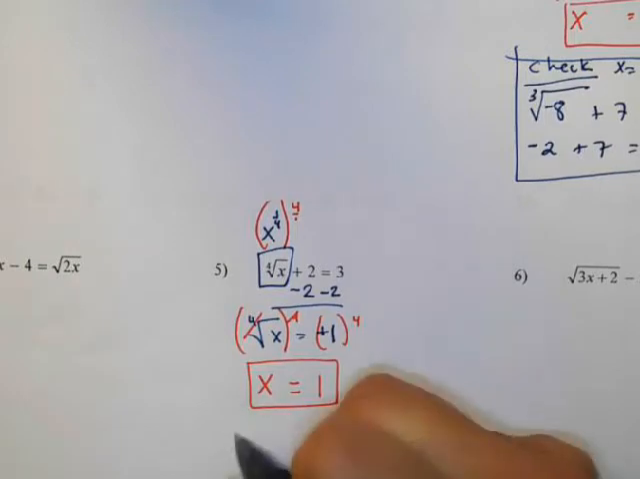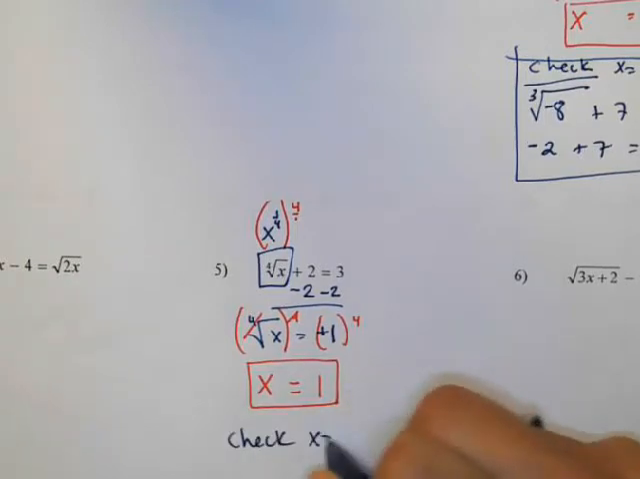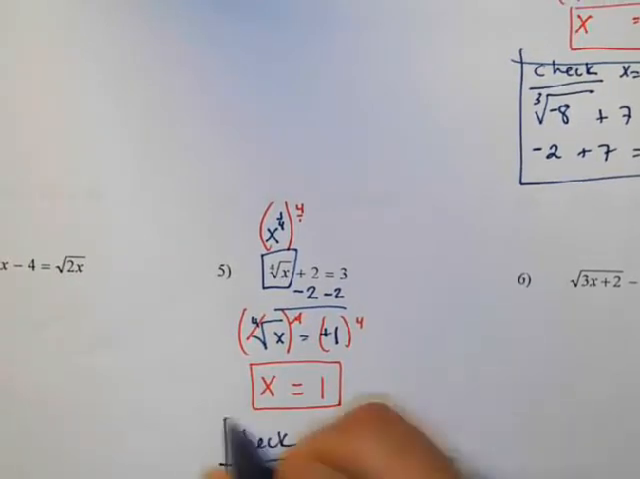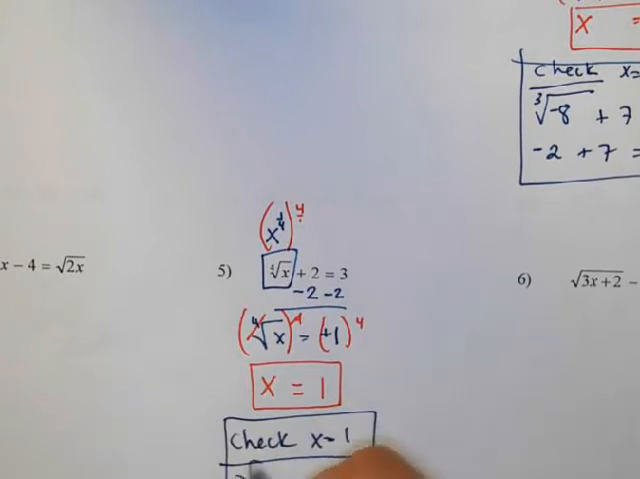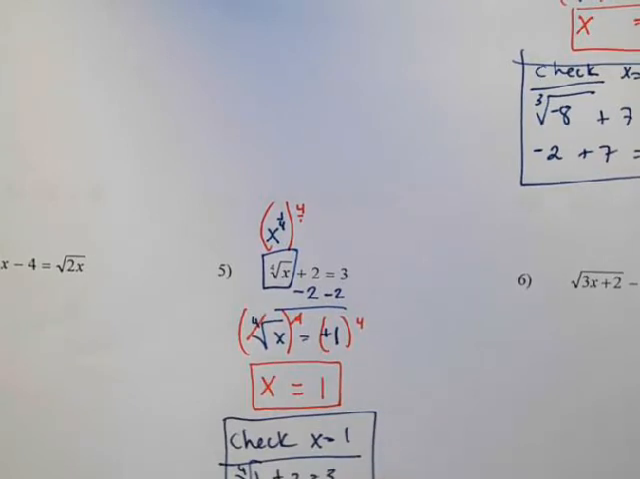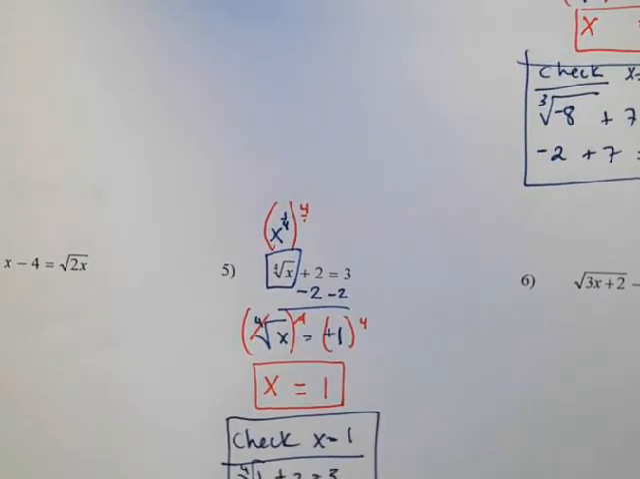Okay, now I'm going to do the check. Check, I'm going back into my original equation here. Plugging in 4th root of 1. 4th root of 1 is 1. 1 plus 2 is 3. So it checks out. The check doesn't take you very long.